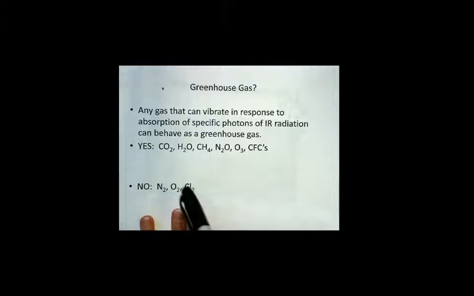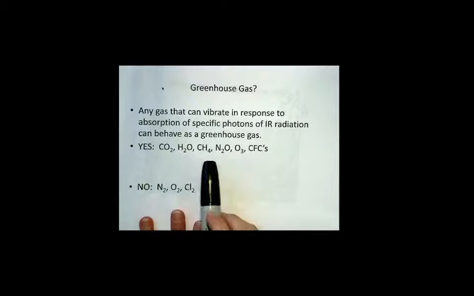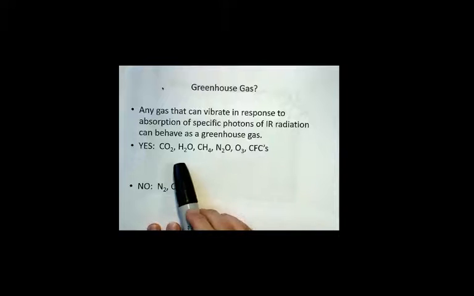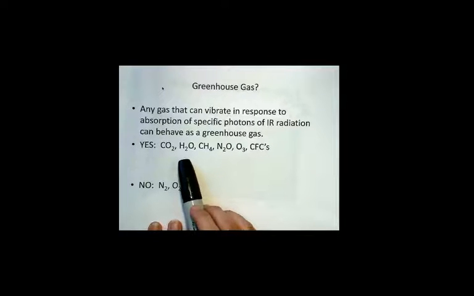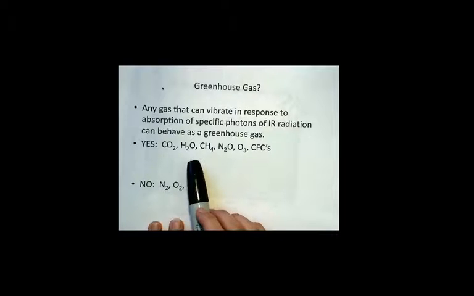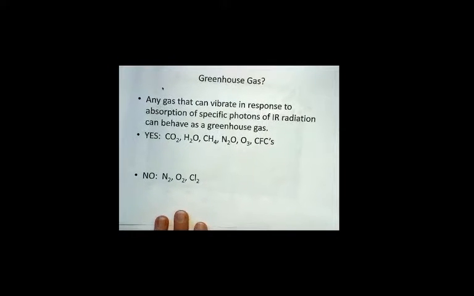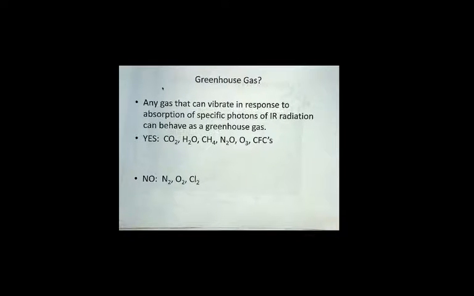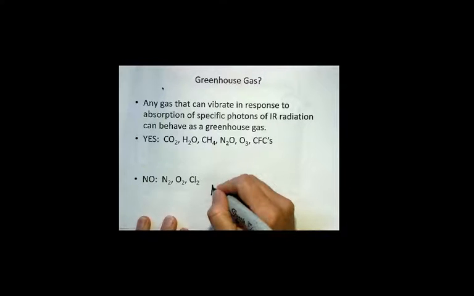And so those that can do that, carbon dioxide, we've already seen, water, we've seen the spectrum, methane, nitrous oxide, ozone, and the CFCs. They're all molecules that have more than two atoms, so they are capable of bending and stretching, and because there's more than two atoms, the stretches can be asymmetric. Now, the ones that are not capable of undergoing vibrational transitions or absorptions of infrared radiation are these simple diatomic molecules.